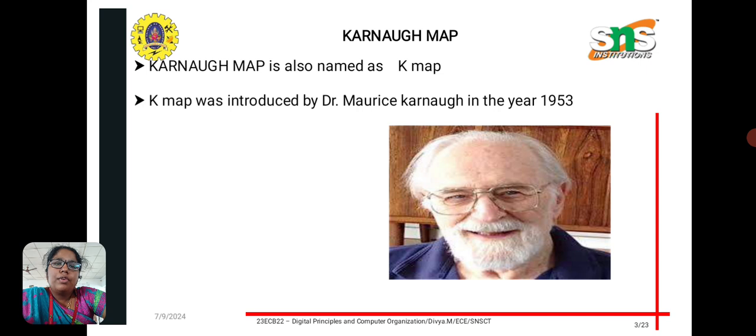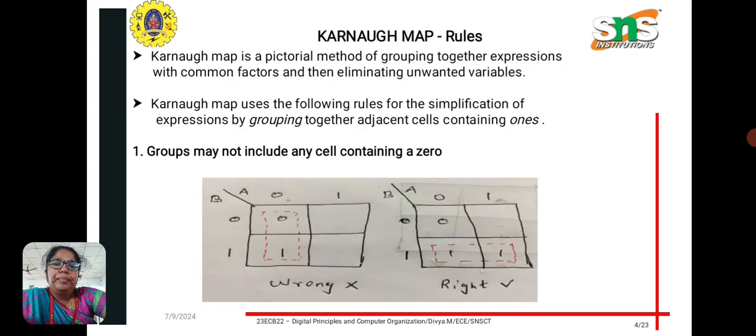What is Karnaugh? Karnaugh map is also known as K-map. K-map was introduced by Dr. Maurice Karnaugh in the year 1953. Karnaugh map is a pictorial method of grouping together expressions with common factors and then eliminating the unwanted variables. Karnaugh map uses the following rules for the simplification of expressions by grouping together adjacent cells containing ones.